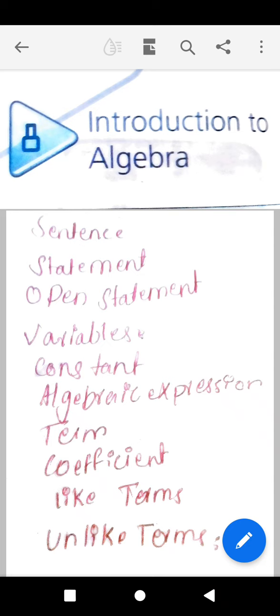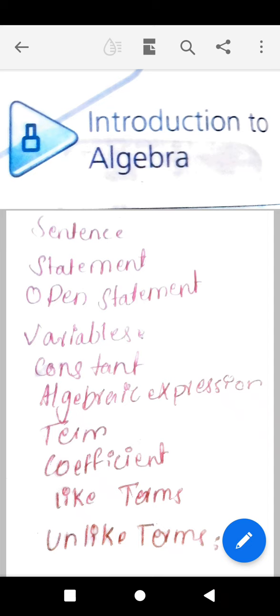So the next one is open statement. What is an open statement? In an open statement, it is not immediately known whether the statement is true or false because not all the information is available. So here it is saying that in an open statement, we cannot say whether the statement is true or false because we don't have the complete information. That's why we cannot say this open statement is true or false.